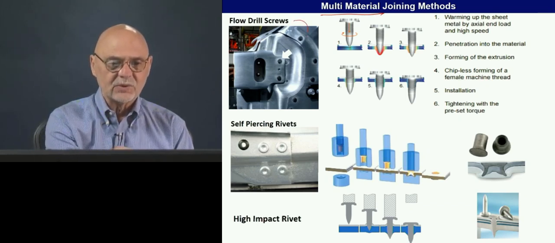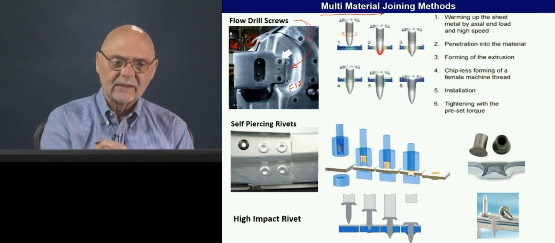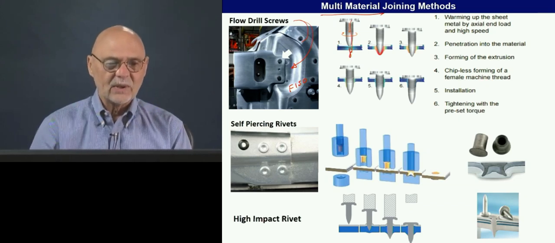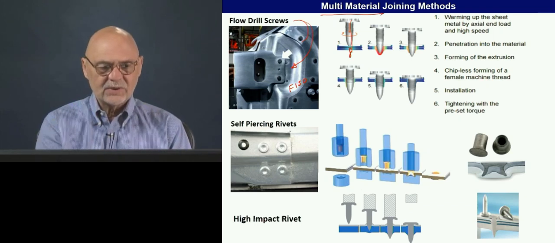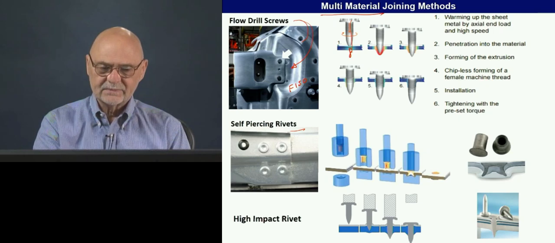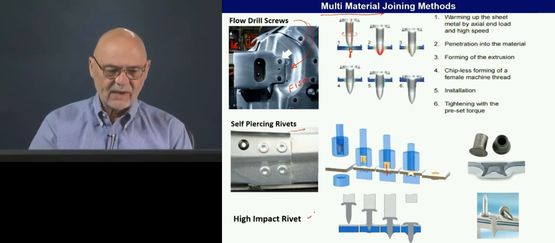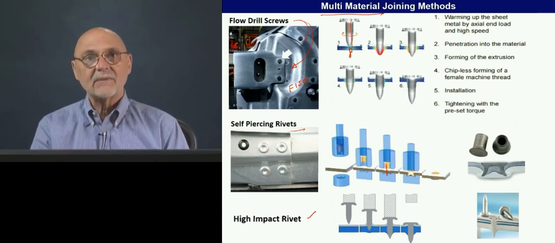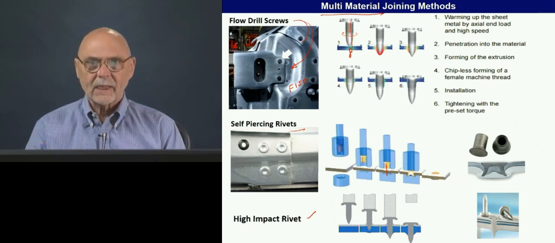Flow drill screws. So I believe this is on the F-150 pickup truck that we see here. Just kind of spin the screw in, going through the different materials. Self-piercing rivet here. So we just kind of blast a little rivet, making the hole at the same time. And we can also have a high impact rivet, which basically does the same thing. But each of these have the ability of joining two different metals together.